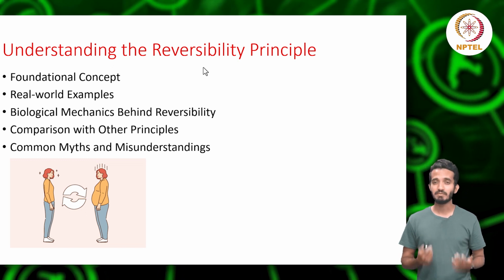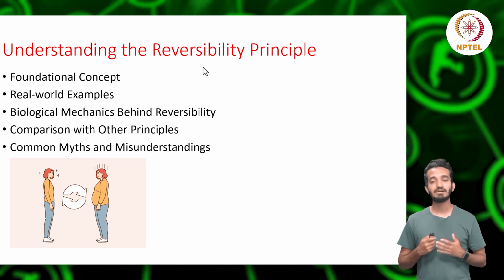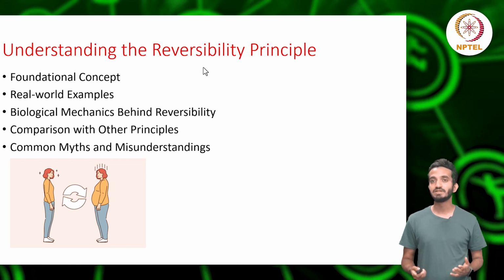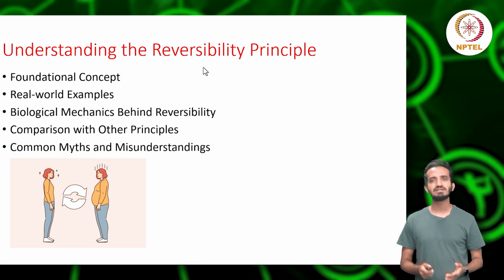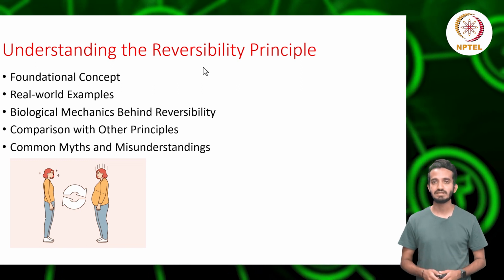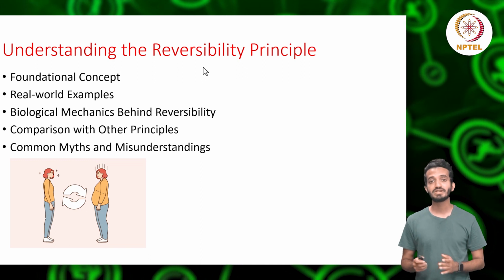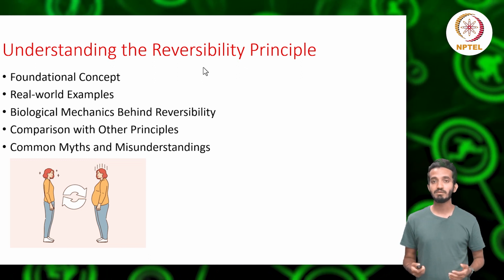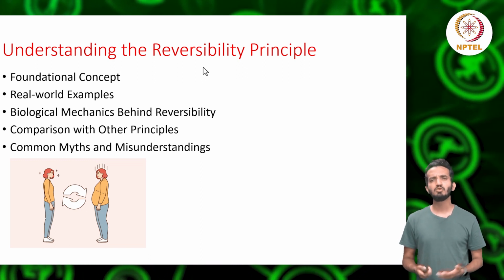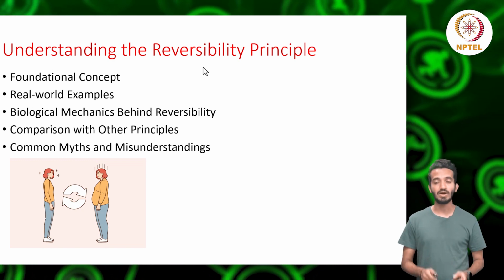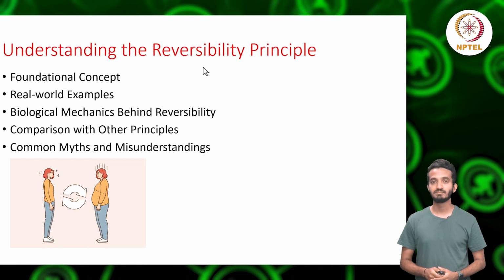Lastly, as with many things in the world of fitness and health, there are plenty of myths going around. A common misunderstanding about the reversibility principle is that muscles turn into fat when not exercised. Now that's not accurate. Muscles can atrophy or shrink in size, and if you're consuming more calories than you're burning, you may gain fat. But muscles and fat are distinct tissues. One does not transform into the other.